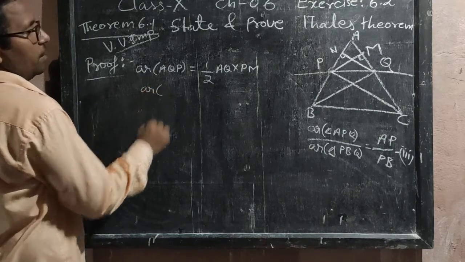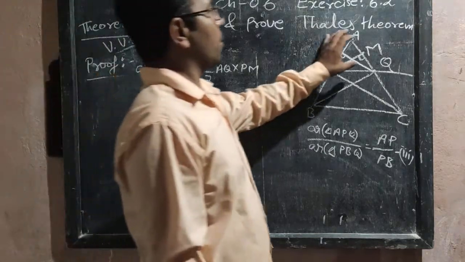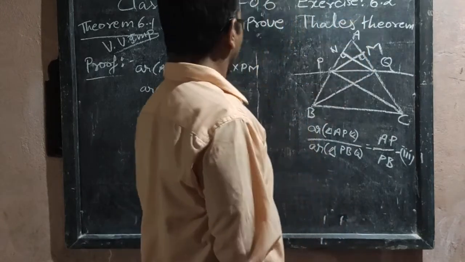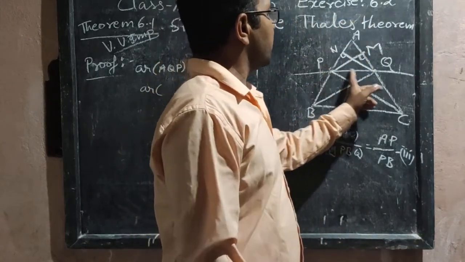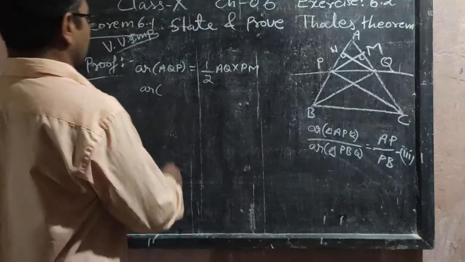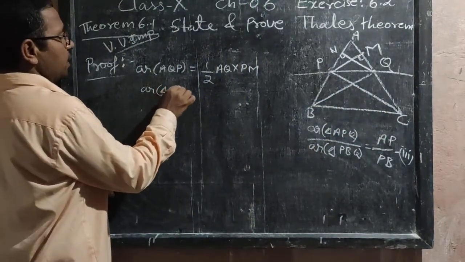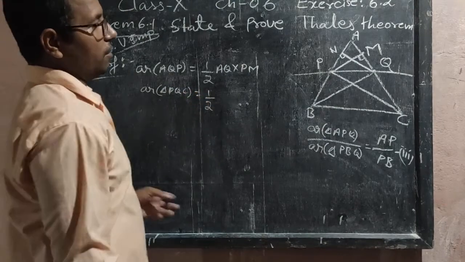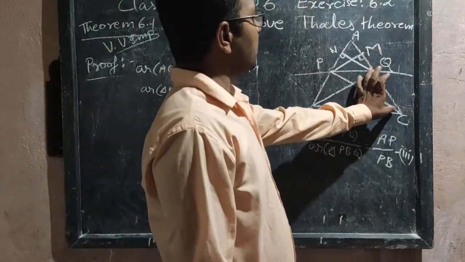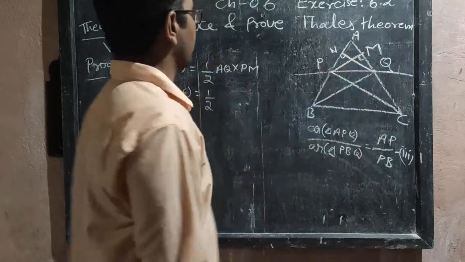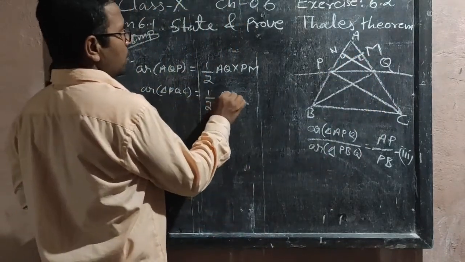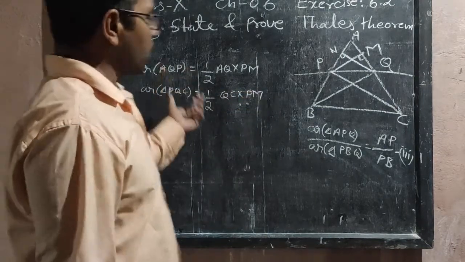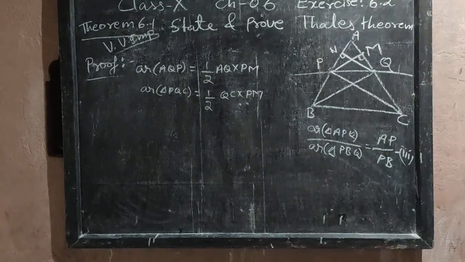Now again the area of triangle APQ is 1/2 base into height. Now we will take the next triangle, triangle PQC. Area of triangle PQC is equal to how much? 1/2 base into height. Which one will be the base? QC is the base and height is PM. So 1/2 QC into PM.